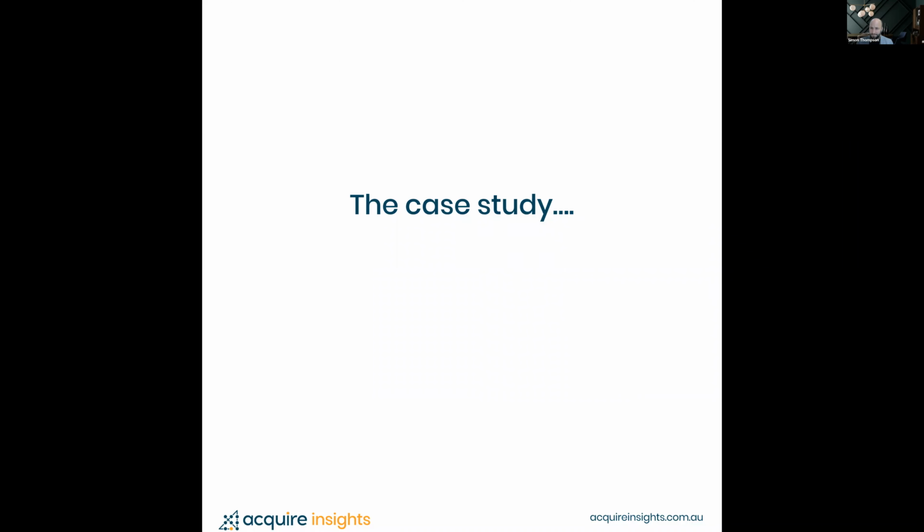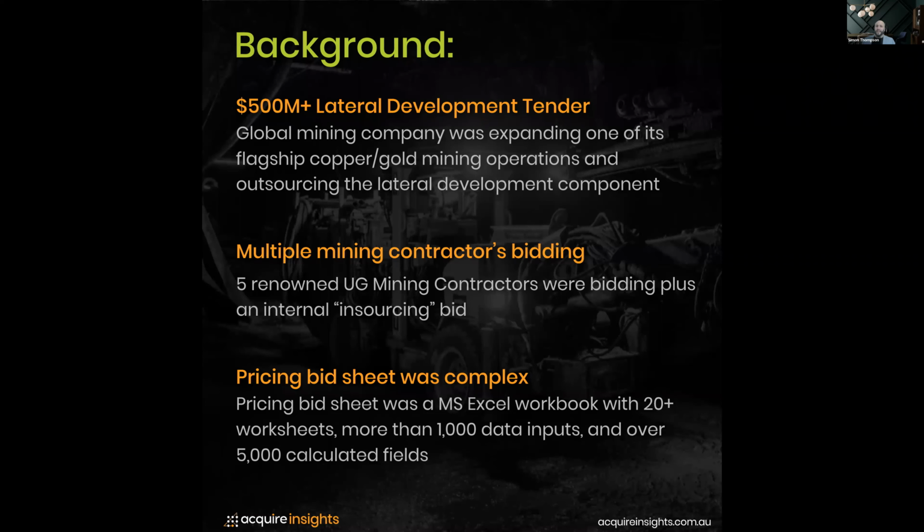So the case study. A bit of background. A global mining company came to us. They're expanding one of their flagship copper gold mine operations, and they were outsourcing the lateral development components. So they were about to spend somewhere around $500 million on this multiple-year agreement that had multiple mining contractors bidding. Very renowned underground mining contractors, they're all bidding.